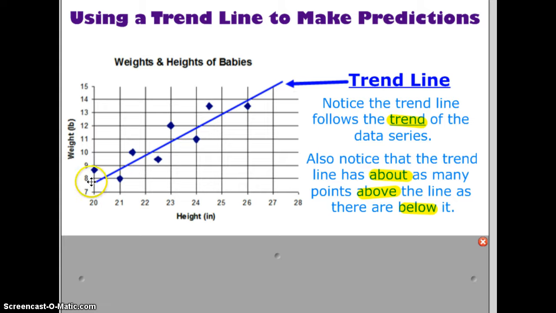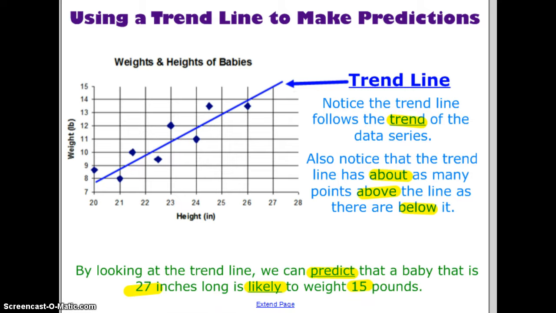There is a relationship where as a baby gets longer in inches, it also grows in weight. By looking at the trend line, we can predict that for a baby that's 27 inches, if we find 27 inches on the x-axis and look where we could find its weight on the y-axis, it's likely to weigh 15 pounds.